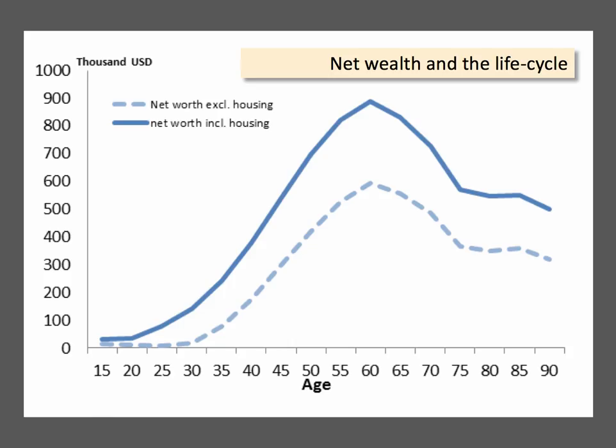What tends to happen is that wealth, this is for the UK by the way, tends to peak close to retirement, as you can see here, both including and excluding housing, and then it falls gradually. So people need to accumulate wealth, particularly in their 40s and 50s, and then gradually that wealth is dissipated. Older people tend to be net spenders and save a little less.